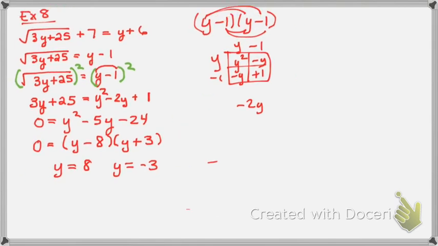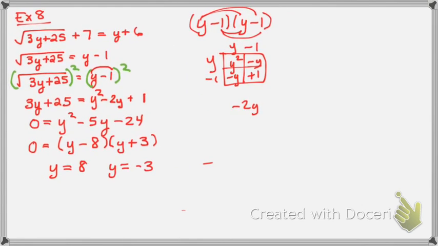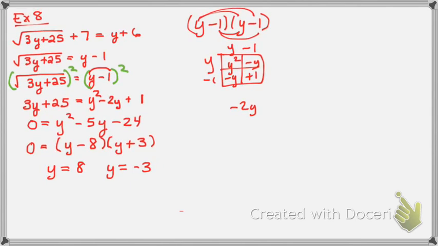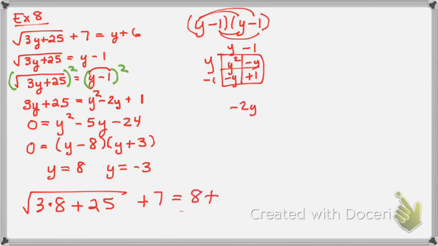So in your notes, you might even put, don't forget to check, so that when you're looking back at your notes, you won't forget to check. Okay, so original problem, replacing y with an 8. So 3 times 8 plus 25, then plus a 7 outside. Does that equal 8 plus 6? So there's where I put the 8s, right there. In other words, I want to work this out and see if I get 14. If I do, it's an answer.